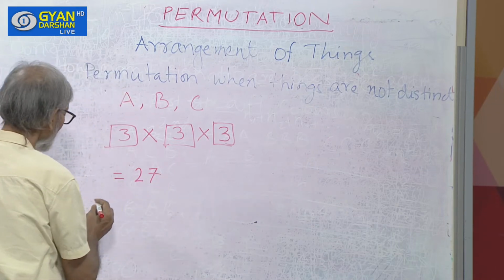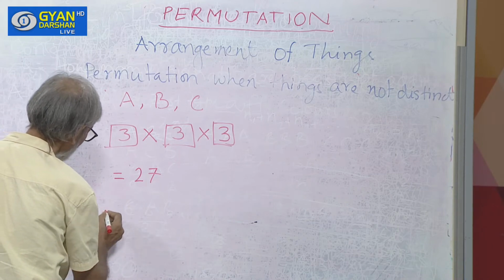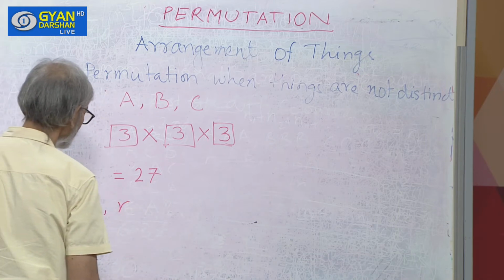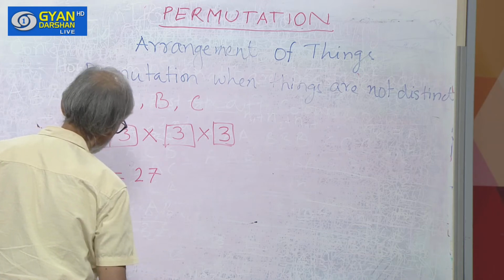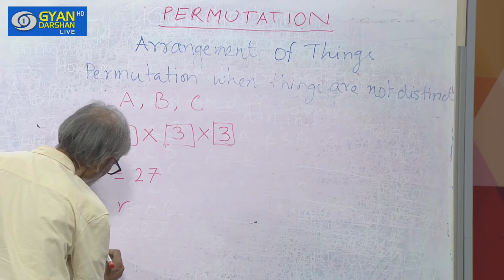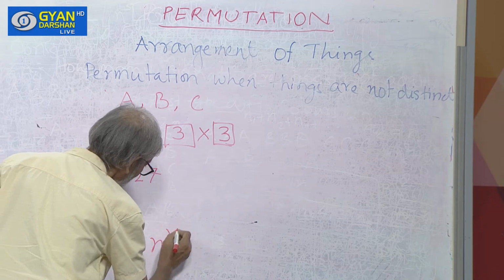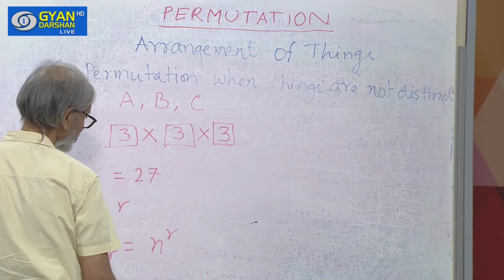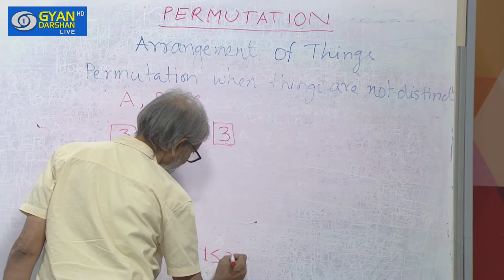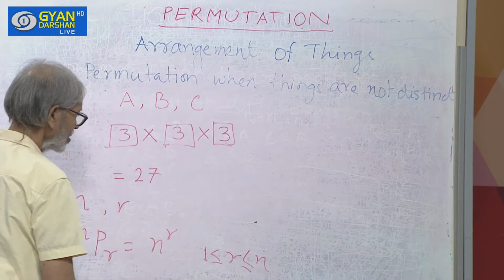So, if there are n things, out of which r things are to be arranged, and repetition is allowed, then nPr becomes n to the power r, where r is greater than or equal to 1 and less than or equal to n.